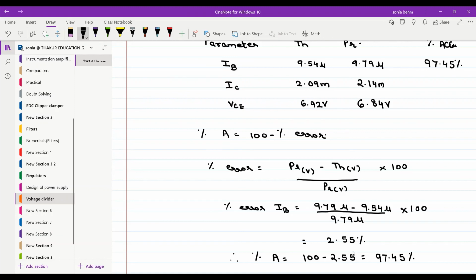You can also find out the Q point of other biasing circuits using the same DC analysis method.